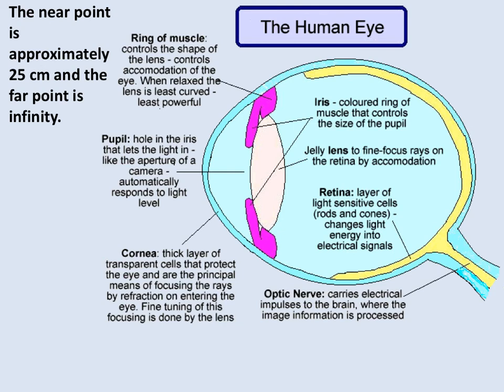So the first thing we've got here is a ring of muscles, the ciliary muscles. They control the shape of the lens by contracting and relaxing. And obviously when they are relaxed, the lens is least curved, so it's least powerful, and when they contract, the lens is most curved and it's most powerful.